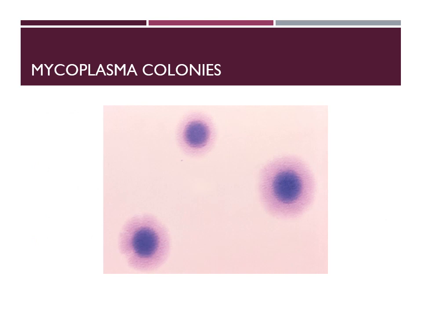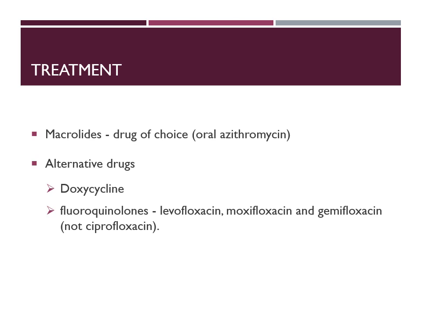So these are the mycoplasma colonies, which give the fried egg appearance. Now, how can you treat it? The macrolides are the drug of choice. Usually oral azithromycin is given. Alternatively, doxycycline or the fluoroquinolones like levofloxacin, moxifloxacin or gemifloxacin can be given.